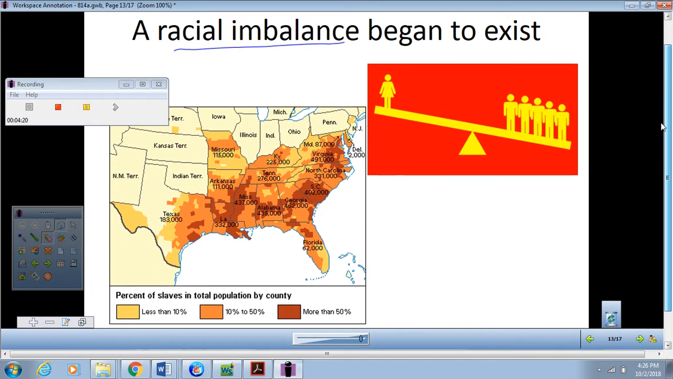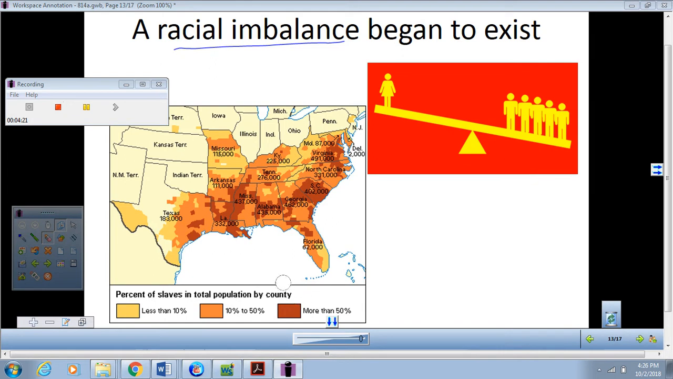You can see from this map that South Carolina was colored. More than 50% of the people in this dark brown area were slaves. So the whites were outnumbered here. Now this is closer to the Civil War, but the same thing existed back during the time period we're talking about in the early 1700s. South Carolina back then, though, really the only populated area was this area, the low country around Charleston.